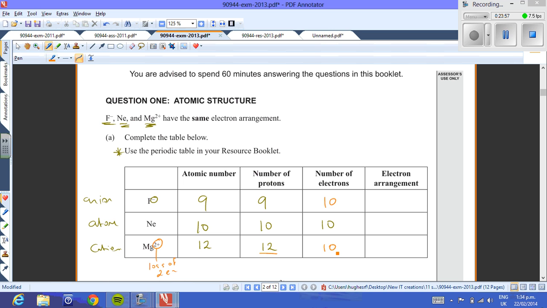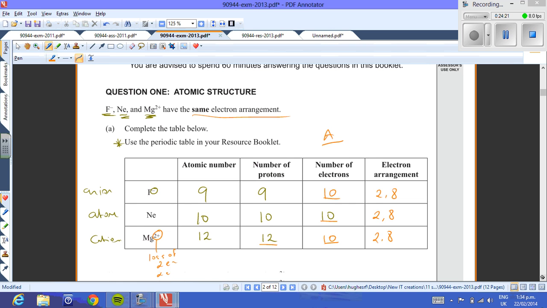Electron arrangement. So the same electron arrangement is what it says up here. If you can do it for neon, it should be the exact same for the others. So for neon, the number of electrons is 10, so it's 2 in the first and then 8 in the second. All of them have 10 electrons, so that's why the electron arrangement is all the same. So that would probably be an achieved at best.